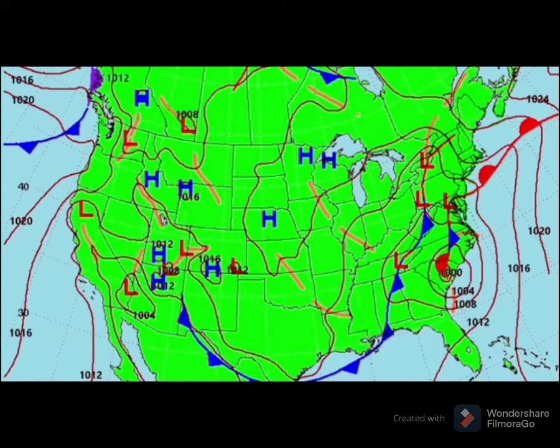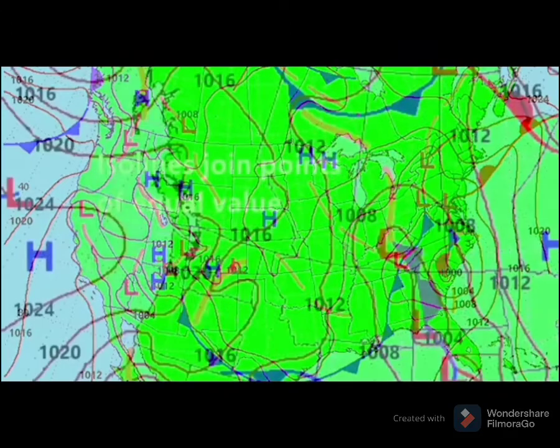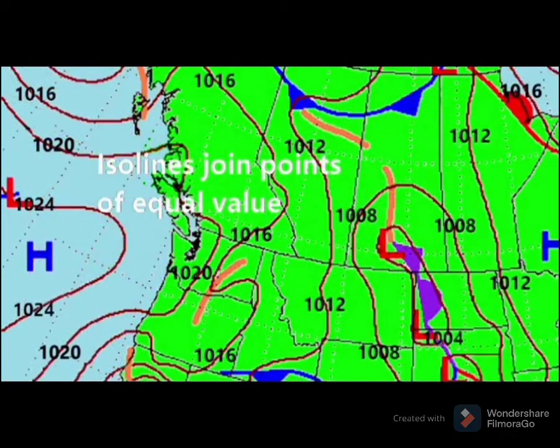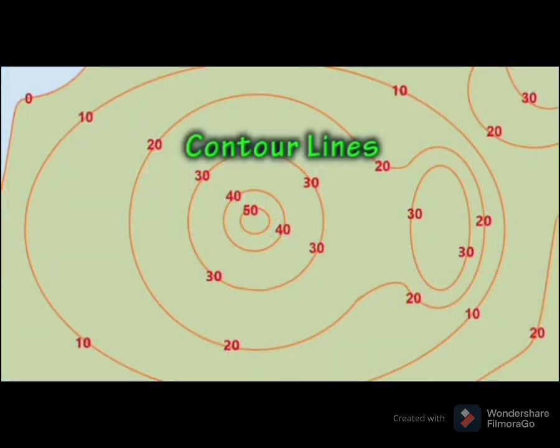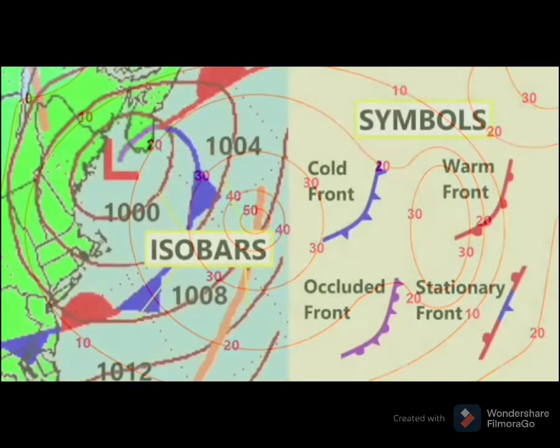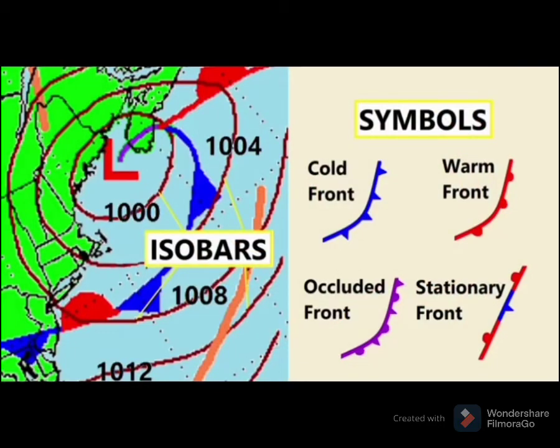So, weather maps, also known as synoptic charts, are an example of an isoline map. Isoline maps are made up of lines that join points of equal value. Contour lines drawn on a topographic map are another example of an isoline map. Weather maps use lines called isobars, plus other symbols, to join together points of equal air pressure.